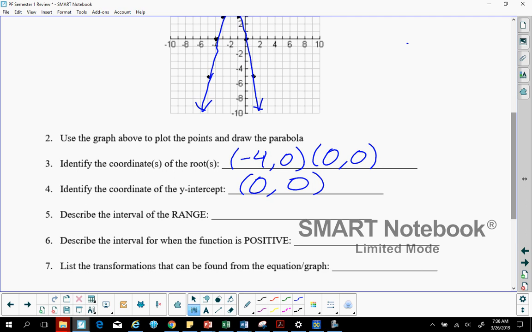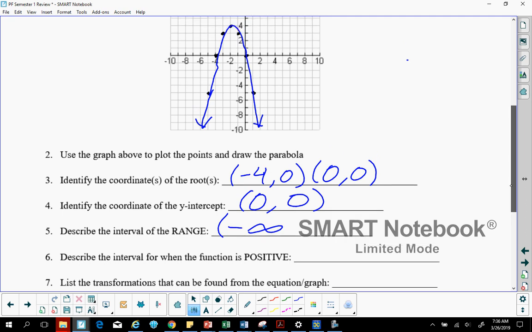If we're talking about the range, am I looking at my x values or my y values? Your y values. So what's the lowest y value that your graph would go to? Yeah, I heard it, negative infinity. Because of those arrows, that means that it goes down forever and ever and ever. If the arrows were at the top, what would that be? Positive infinity. So we always go from the bottom up. So what's the highest y value that our graph is?